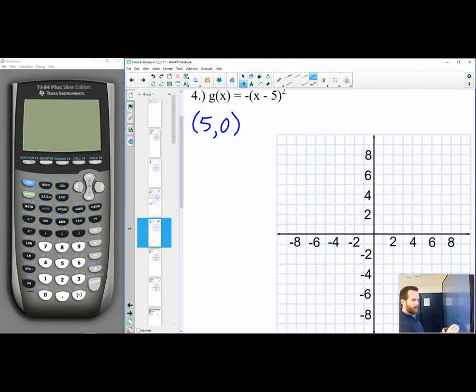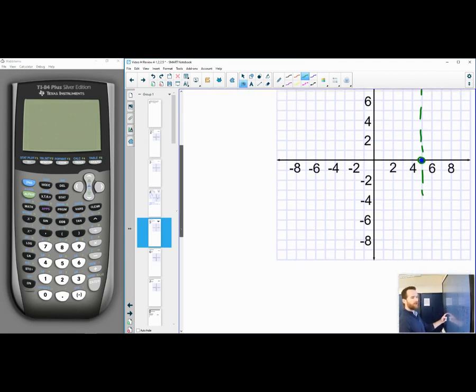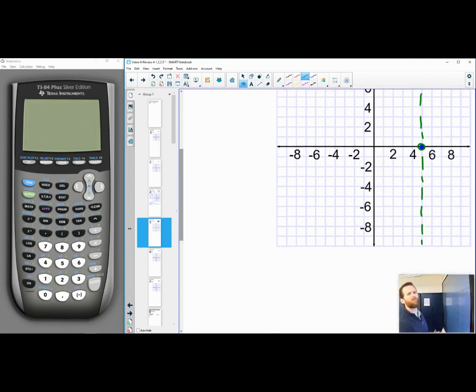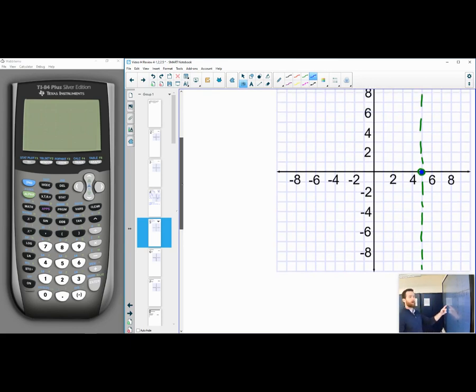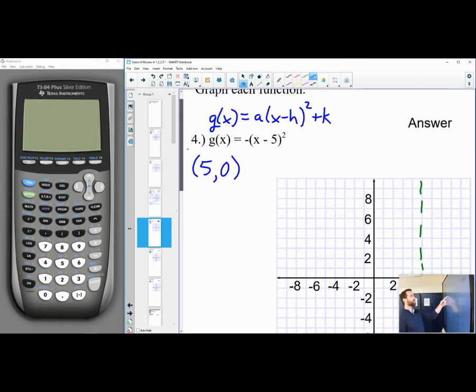Let's graph it. 5, 0. And after finding a vertex in standard form, once it's in vertex form, hopefully it's very obvious if it wasn't already, that when we're in vertex form, it's a lot easier to find the vertex, hence the name. See what we did there? Okay, let's keep going.